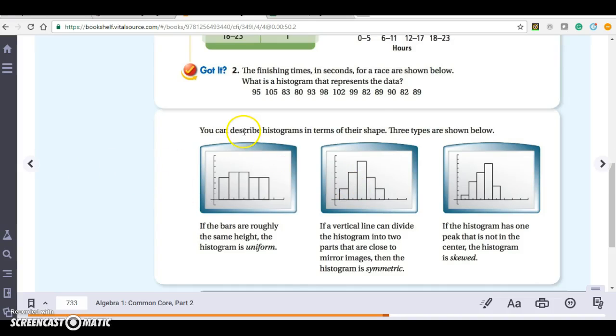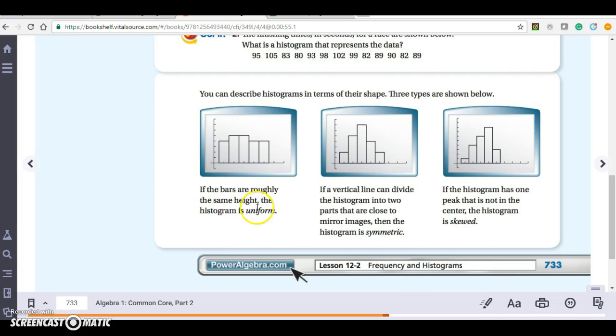Okay, let's look at some ways to describe a histogram. So, if the bars are roughly the same height, the histogram is uniform. So here, they're all about the same height.